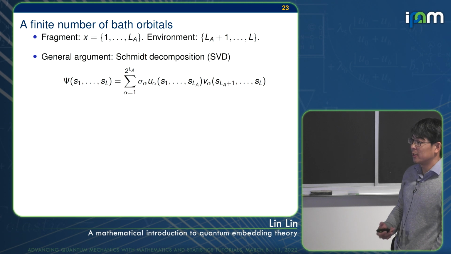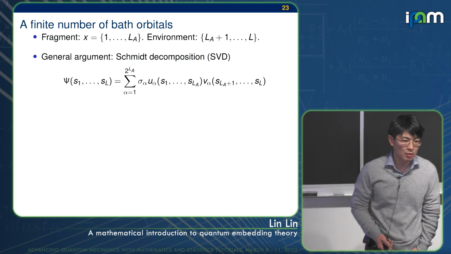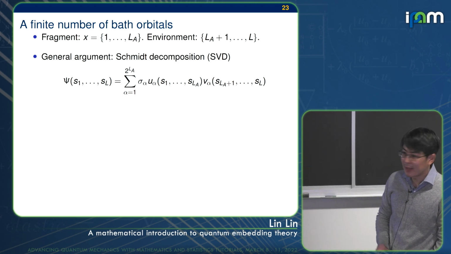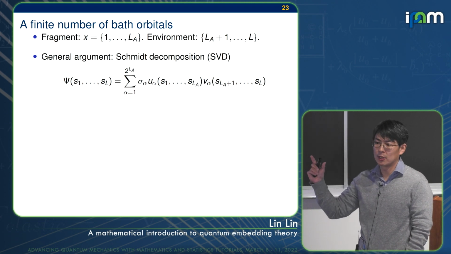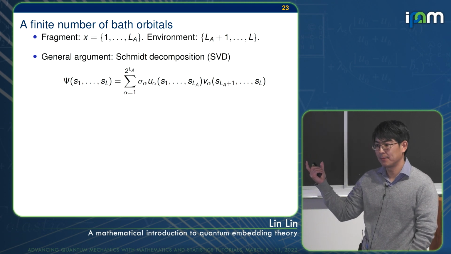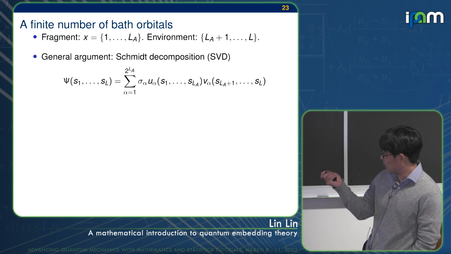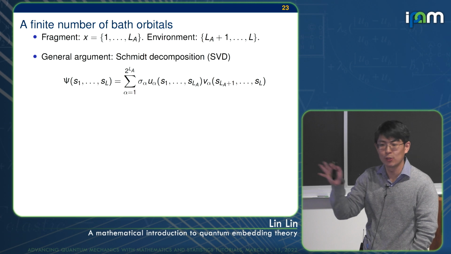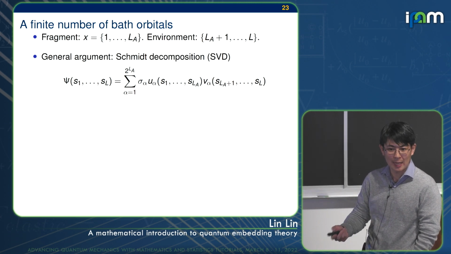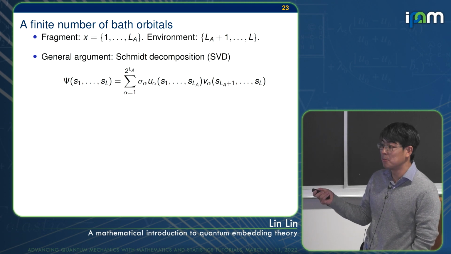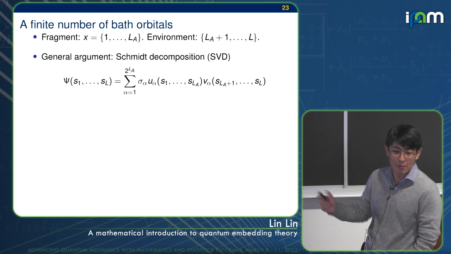The general argument is something called the Schmidt decomposition, or in numerical linear algebra, SVD, singular value decomposition. What it says is that you give me any fixed many-body wave function. Let's call this the exact ground state. I separate the degrees of freedom, the first LA degrees of freedom and the rest. I just cut it and do an SVD. Then I ask how many singular vectors can there be, and the answer is at most 2 to the LA, because it's limited by the degrees of freedom here. That's it. That's the proof.